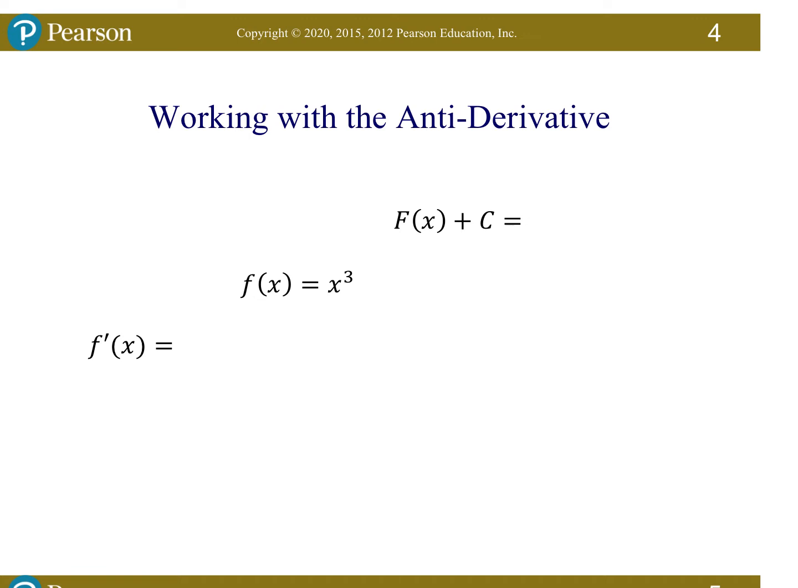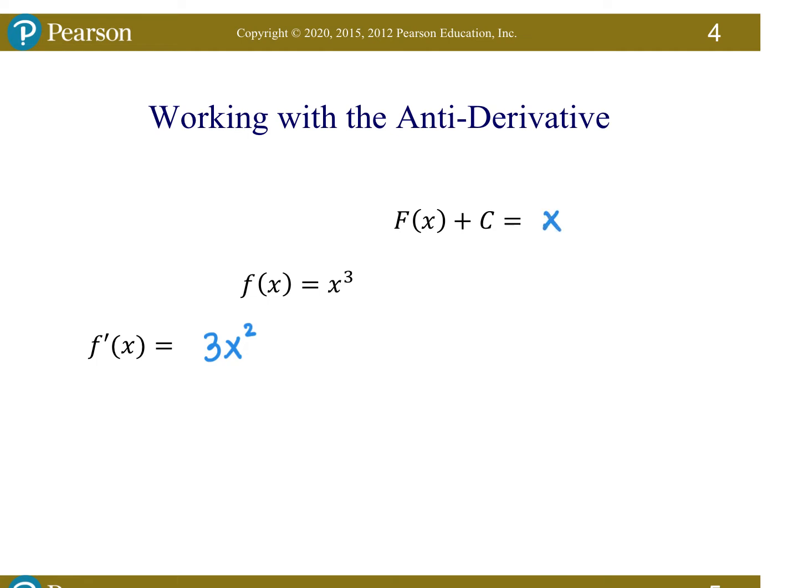X cubed is the middle function. Let's do f prime first. F prime says multiply, then subtract. So that would be 3x, and then we subtract to get 2. When we do the antiderivative for capital F, we're going to add first, then divide.